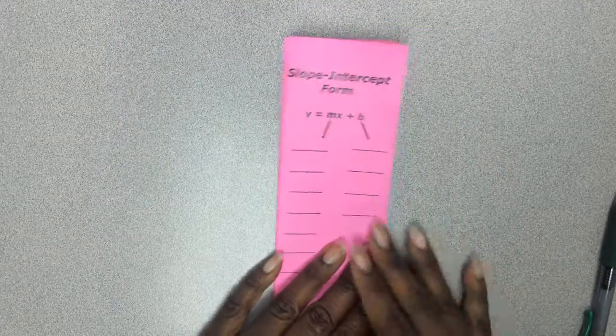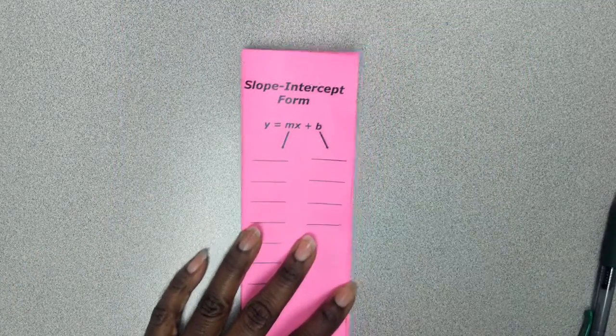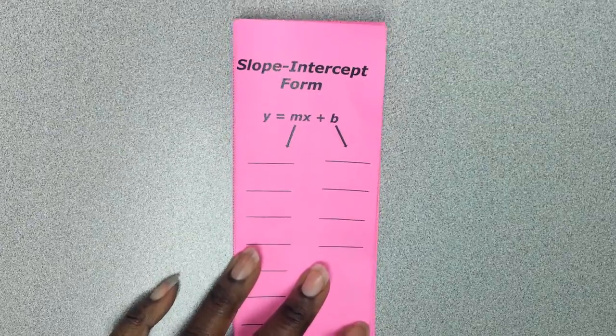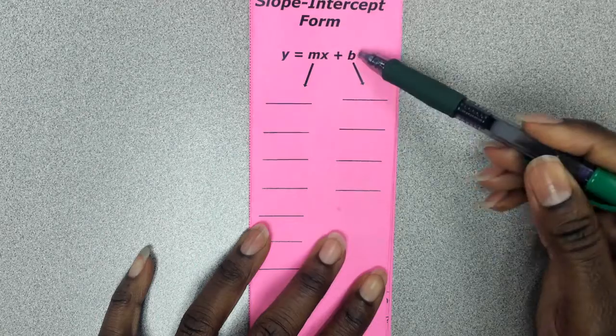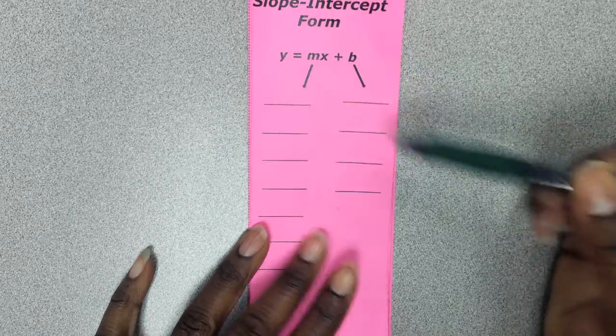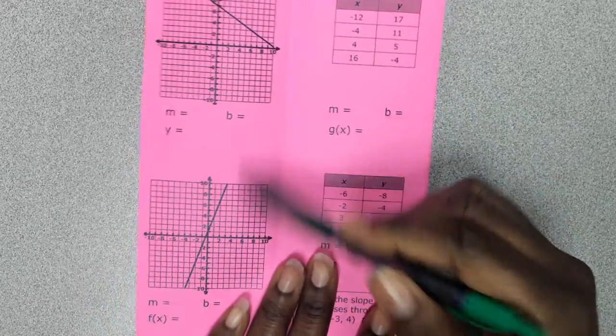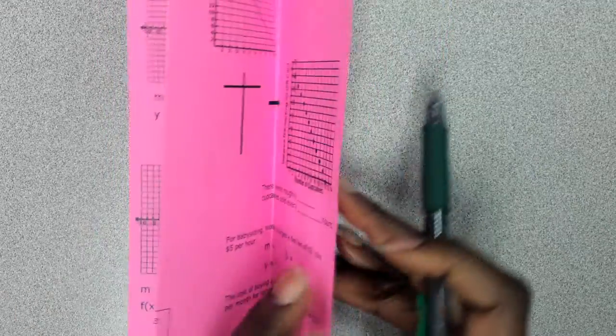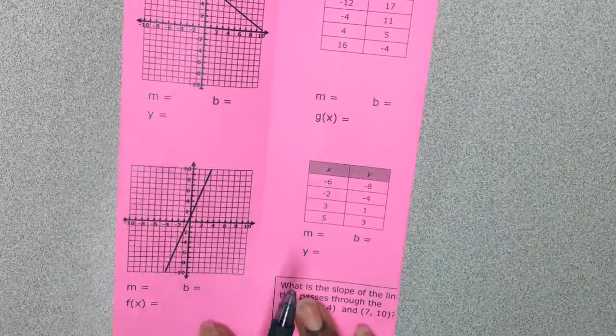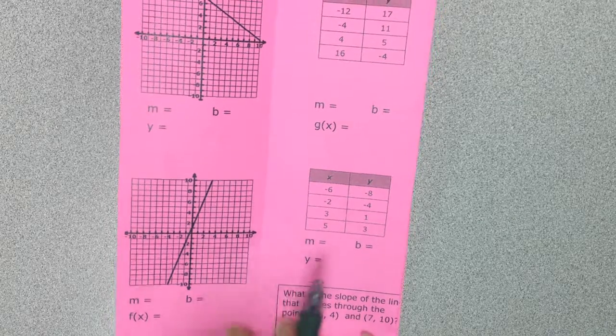Can everybody please bring out the pink foldable that we started yesterday, which we filled in different names for the slopes, different names for the y-intercept, and then we started, but we did not finish. So today we are going to be finishing everything up from yesterday, and then you will get the half sheet that's due at the end of class.